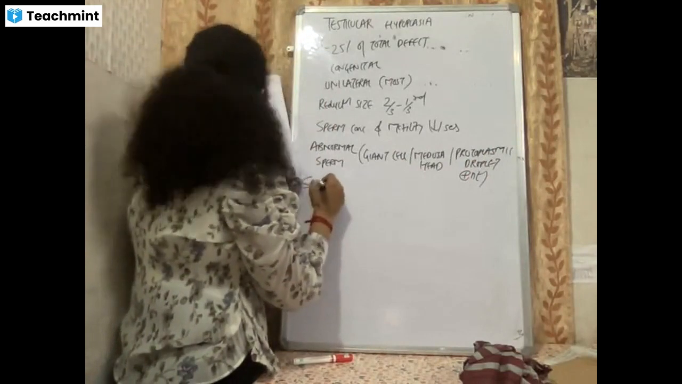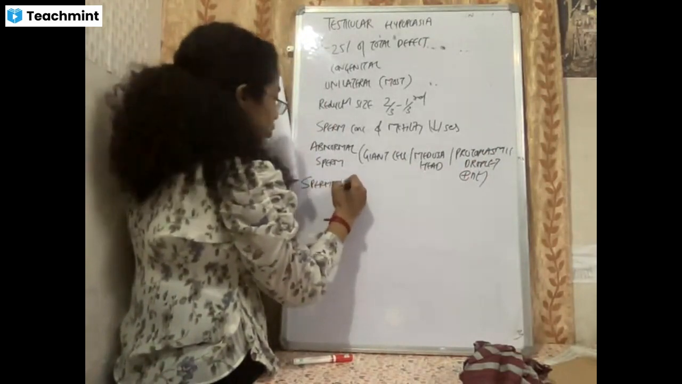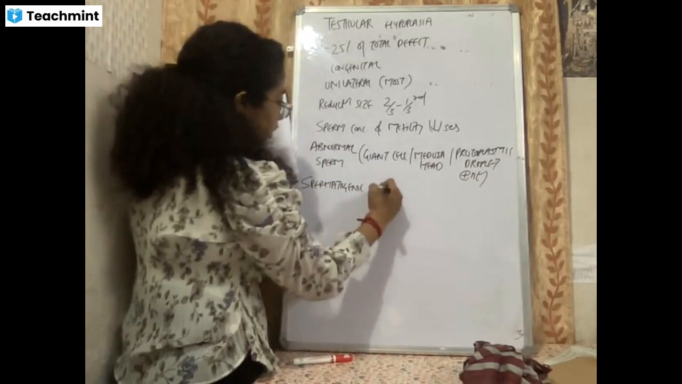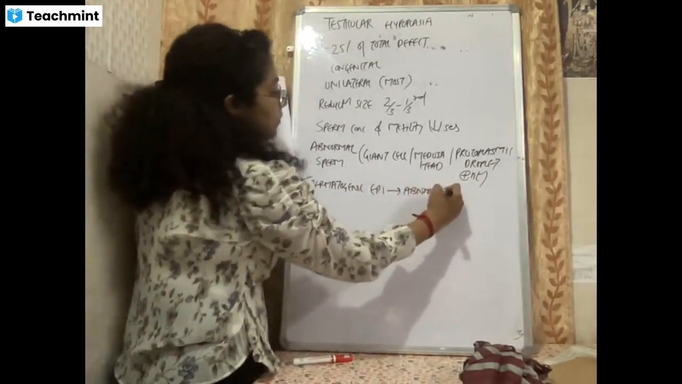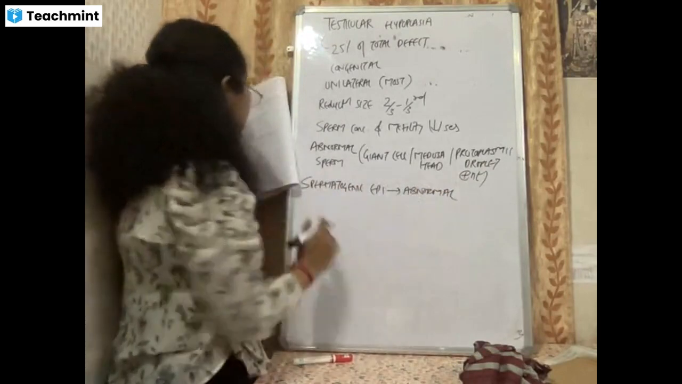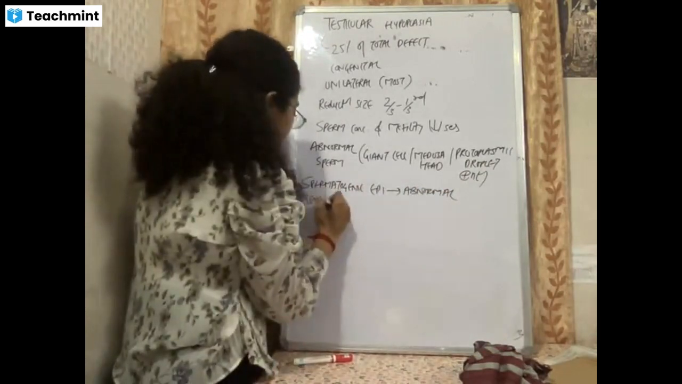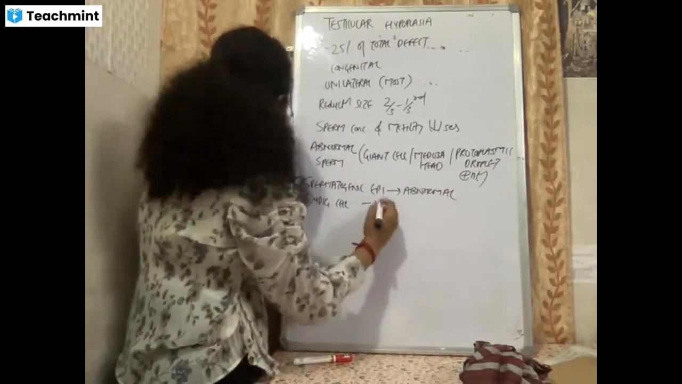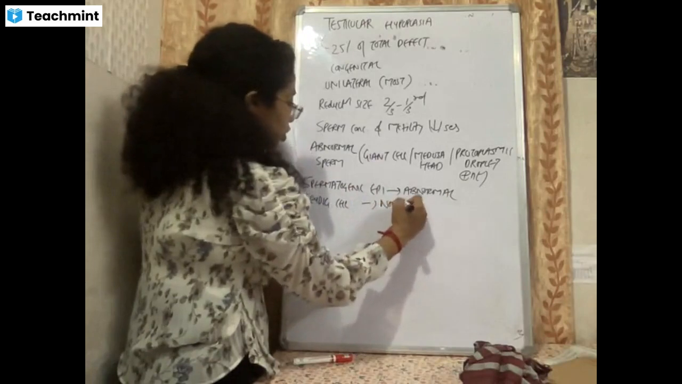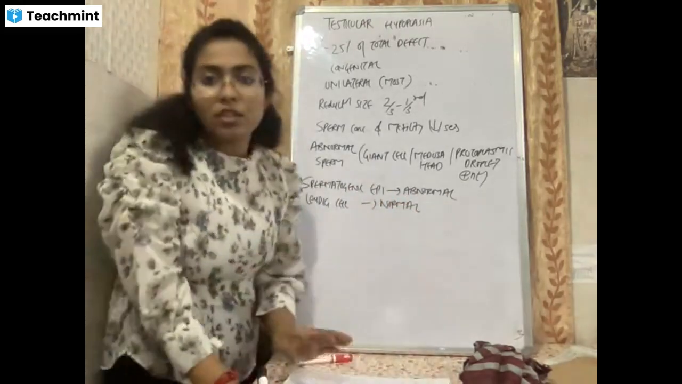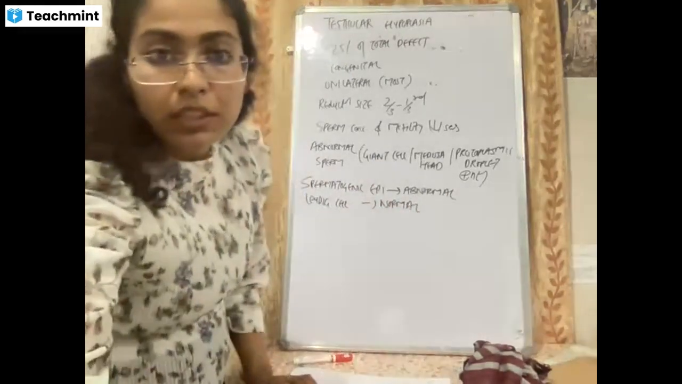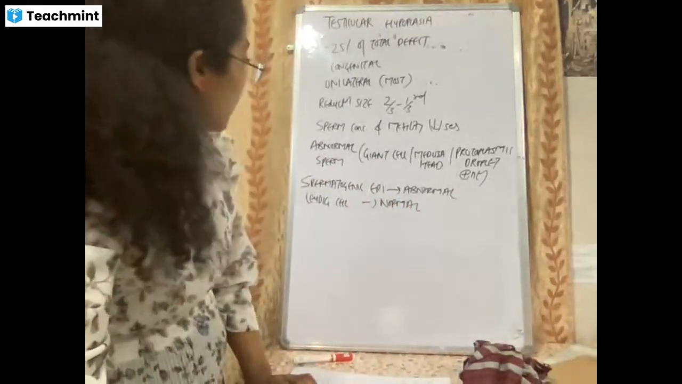Here, if we talk about the spermatogenic epithelium, it will be abnormal. Spermatogenic epithelium abnormal, but Leydig cells are very much normal. This is one of the most important diseases, testicular hypoplasia.